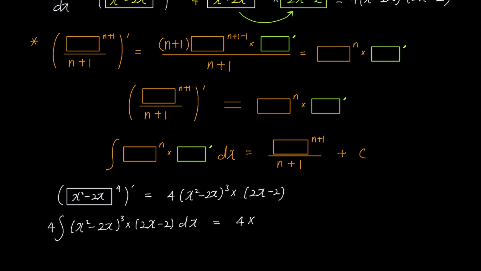We can see that the box contains x squared minus 2x, and it's 3, and box prime contains 2x minus 2. Now let's put the same term as the left box, x squared minus 2x, into the right box, and substitute 3 for the exponent and denominator n. Finally, let's add the integration constant c.